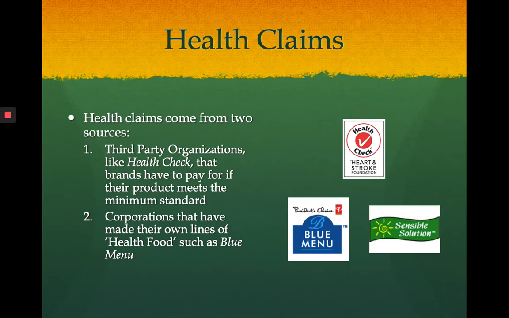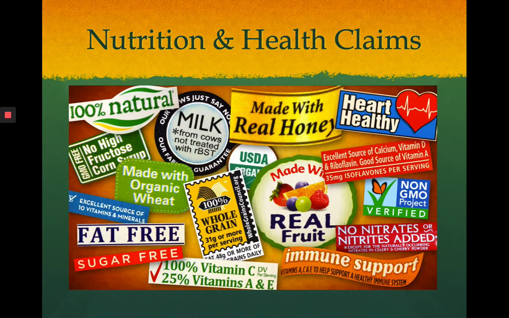Health claims come from 2 sources. Firstly, third-party organizations like Health Check that brands have to pay for to get on their product. So they don't just pay and get it. They have to meet a minimum standard. For example, Cheerios has the Health Check. They paid for it, but they had to be tested and present information that they actually do help something. Other corporations have their own lines of health food, like Blue Menu and Sensible Solution, and that's just their own thing. Nobody's actually double-checked to say, yeah, this is particularly extra healthy.